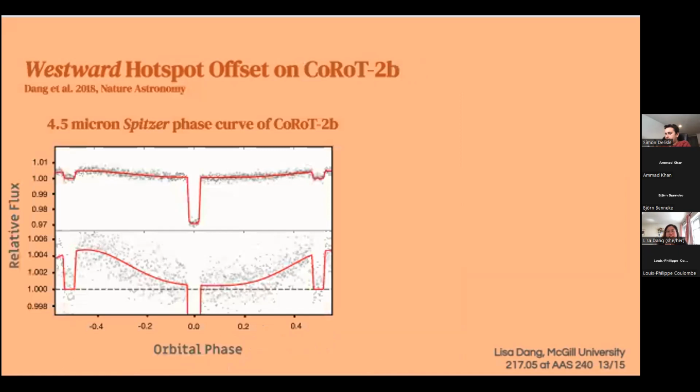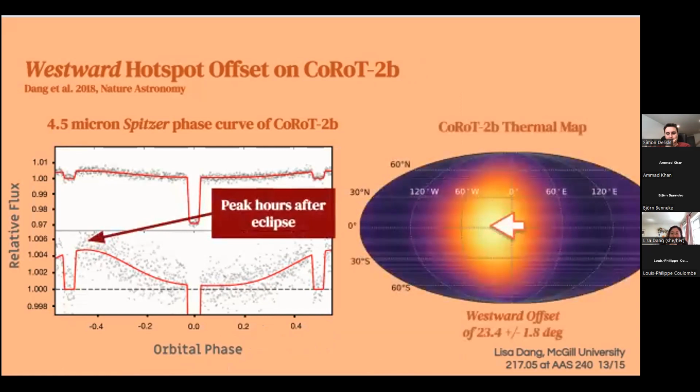However, in 2016, we used the Spitzer Space Telescope to stare at Curve 2b, and this is the phase curve that we obtained. Note here that the peak of the phase curve is not exactly coincident with the secondary eclipse, but rather occurs a couple of hours later. This corresponds to a westward hotspot offset of 23.4 degrees, therefore contradicting the GCM predictions, and it also stands out from the published phase curves of other hot Jupiters at the time.